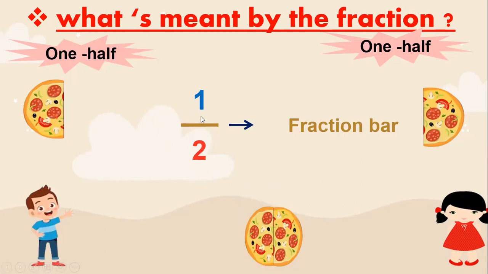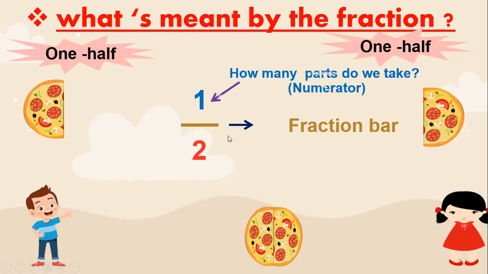So fraction means part of total. How many parts will each kid eat? One part. Out of how many parts? The total parts? Two. So this can be read as 1 over 2 or half.